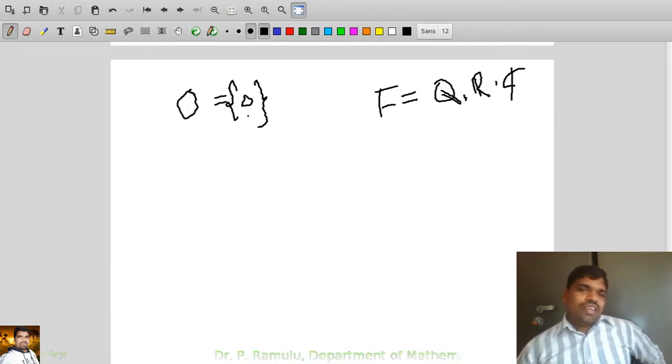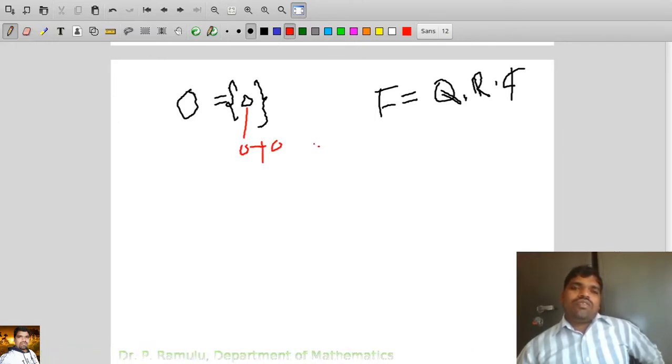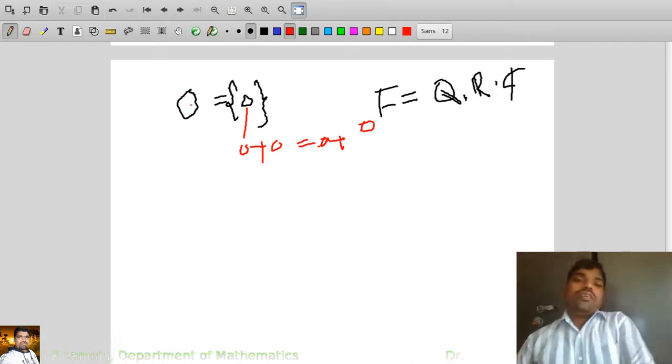If I take two elements here, I'm taking this element 0 and the other element also 0. So 0 plus 0 equal to, how we can write here, 0 plus 0 only. So that's why it satisfies the Abelian property.